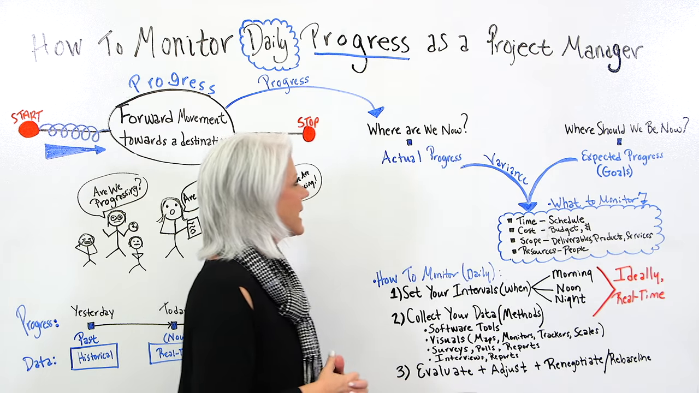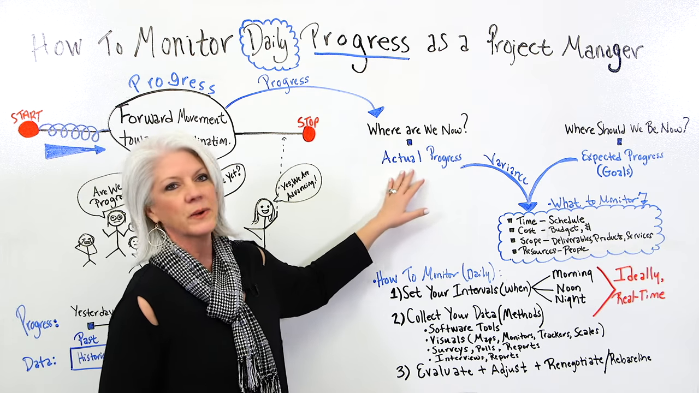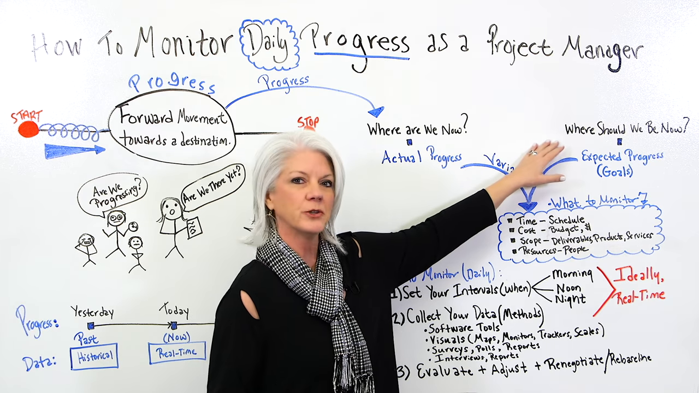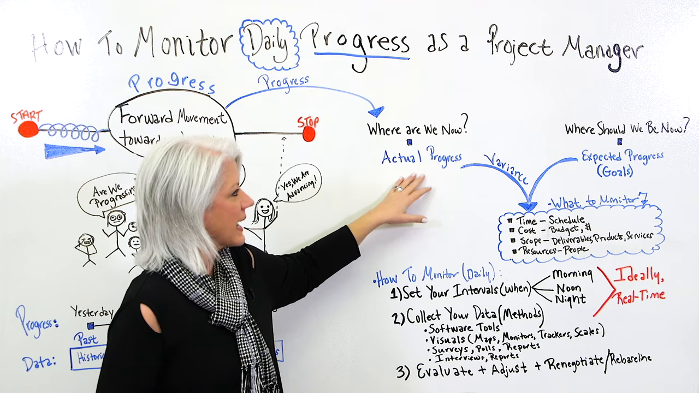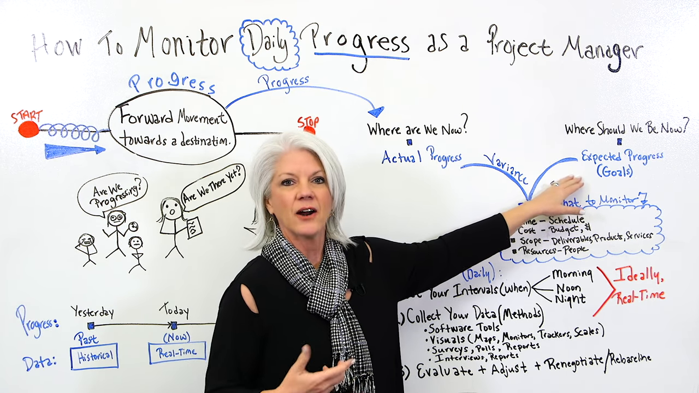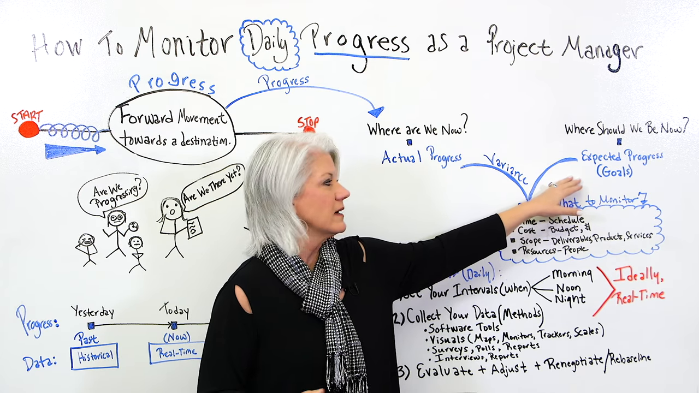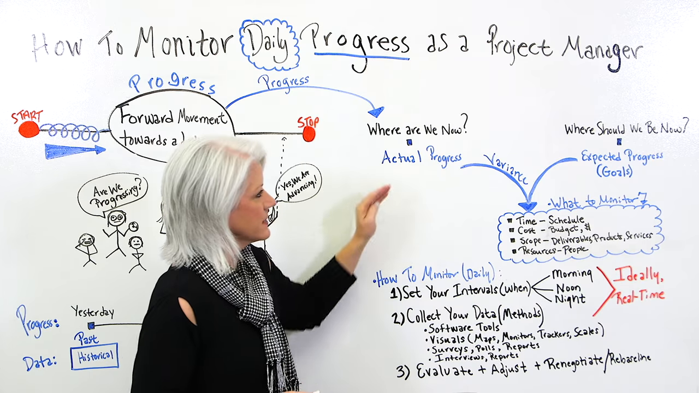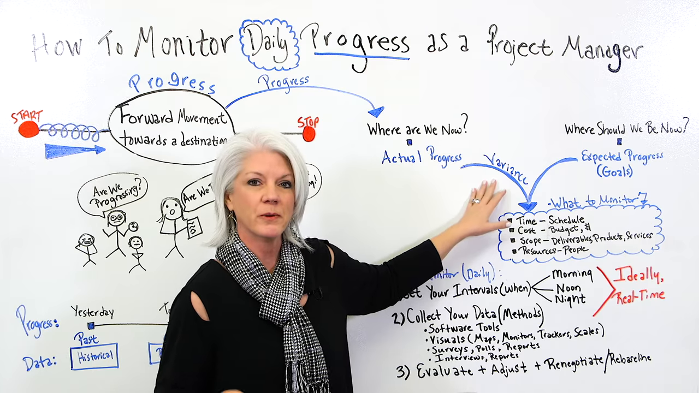So now, when we're looking at progress, we're looking at where are we now and where should we be? If we look at where we are now, we're looking at the actual progress versus the expected progress, our goals, and many times our contractual expectations. When we look at the difference between these two, we're talking about some form of variance.